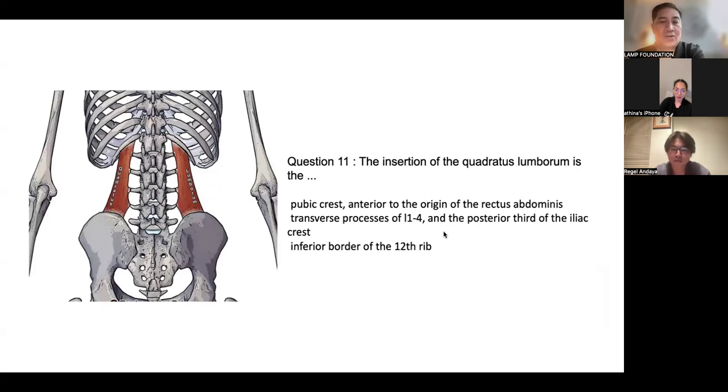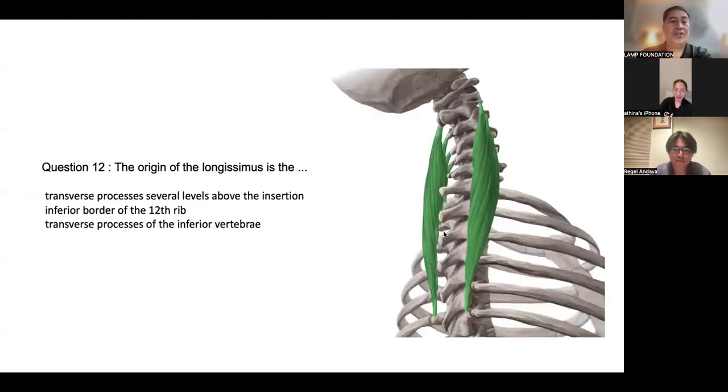The insertion of the quadratus lumborum is the transverse processes of L1 to L4 and the posterior third of the iliac crest. Yeah, L1 to 4, that's lumbar 1 to 4. The origin of the longissimus is the transverse processes of the inferior vertebrae.